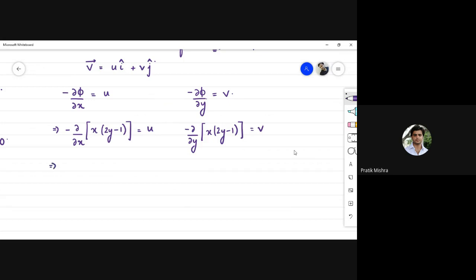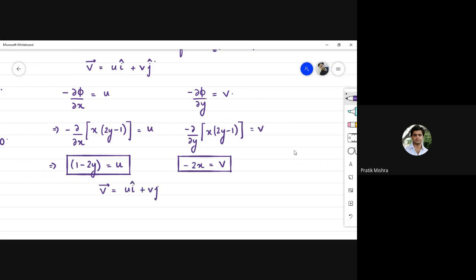So this comes out to be 1 minus 2y, this is u, and यहाँ पे minus 2x, this is v, small v, velocity component in y direction. तो यहाँ से आप v वेक्टर लिख लीजिए. योर v वेक्टर इज u टाइम्स i कैप प्लस v टाइम्स j कैप. u और v की वैल्यूज आपके सामने हैं, सब्स्टिट्यूट कर दीजिए. योर वेलोसिटी वेक्टर v इज इक्वल्स टू 1 माइनस 2y टाइम्स ऑफ i कैप माइनस 2x टाइम्स ऑफ j कैप.